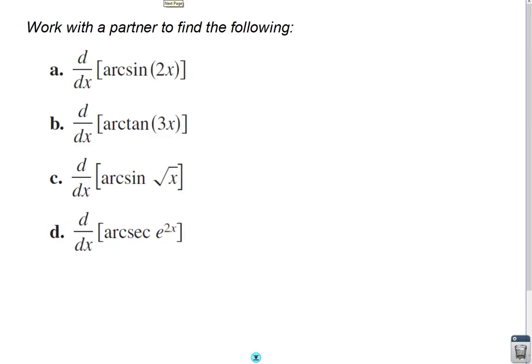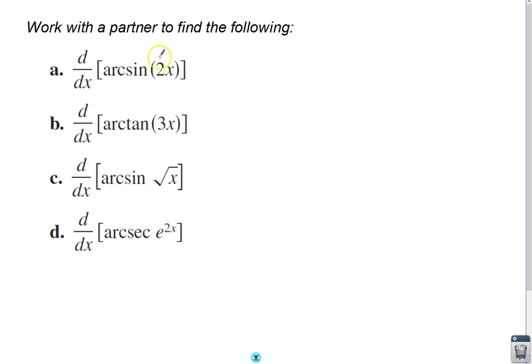So here is where I normally say work with a partner and give this a try. What I want you to do is go ahead and try these on your own, or if you want to, try them with a partner, and then come back to the video and see if you got the same thing that we did. So assuming you did pause it and you're already back, good job.